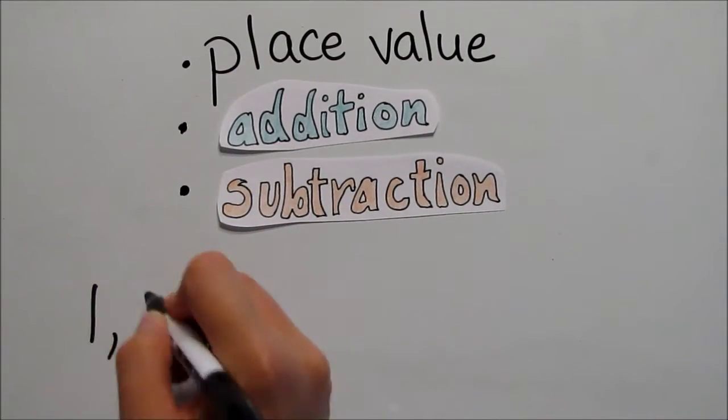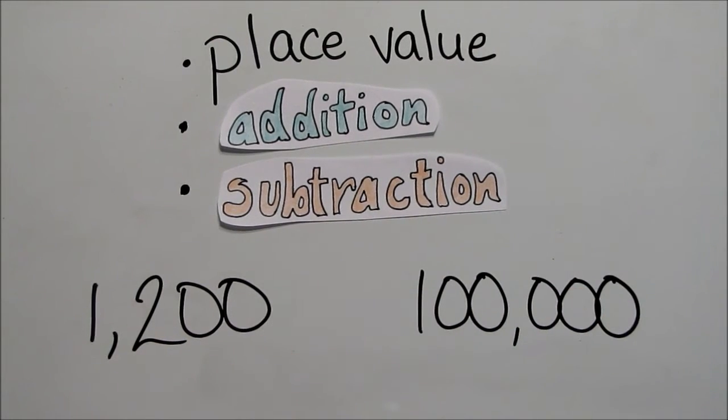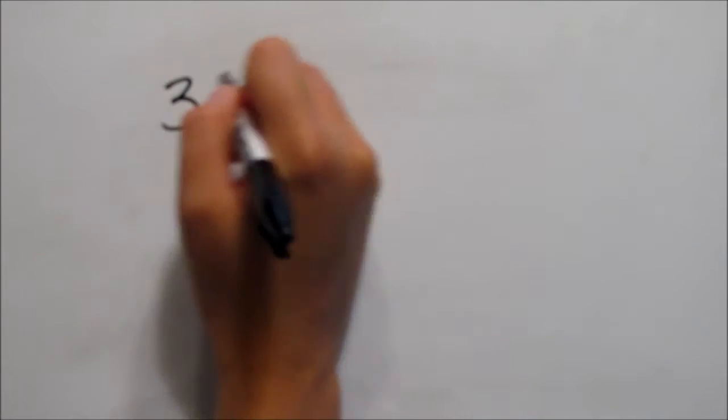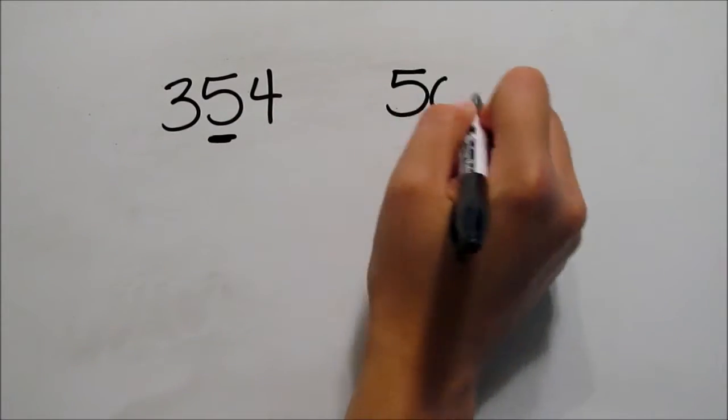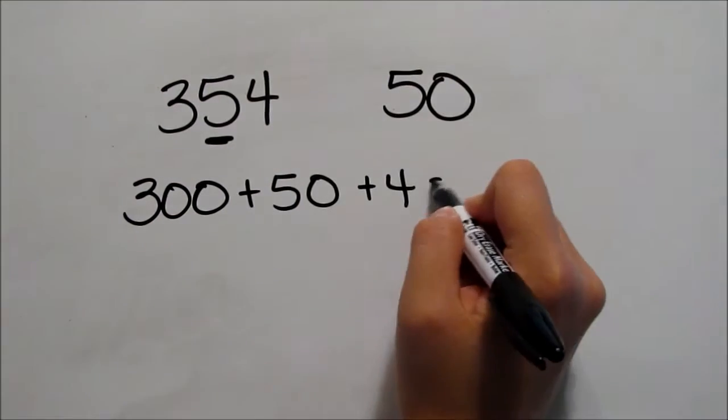In second grade, your student worked with numbers up to 1,200. In third grade, we'll use numbers up to 100,000. We'll read and write these numbers. We'll talk about what place different digits are in and what the digit is worth in that place. We'll write numbers in expanded form and standard form.